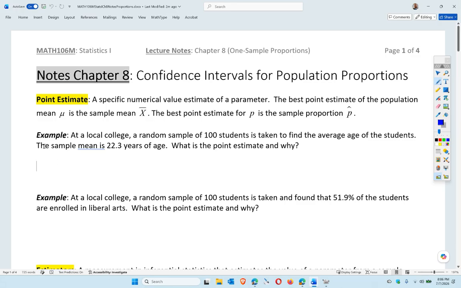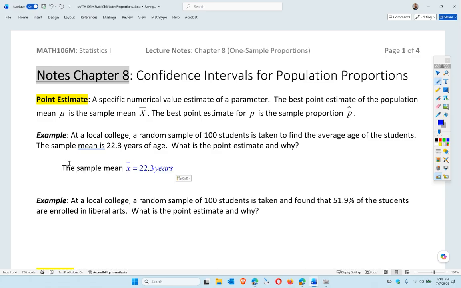samples, basically. So at a local college, a random sample of 100 students is taken to find the average age of students. The sample mean is 22.3 years of age. So the real answer for the actual population is probably more or less than that. It might be the same, but typically it doesn't match it exactly. So the sample mean of 22.3 years, that's why it's X bar, it's a sample, right, is the point estimate for the population mean mu.